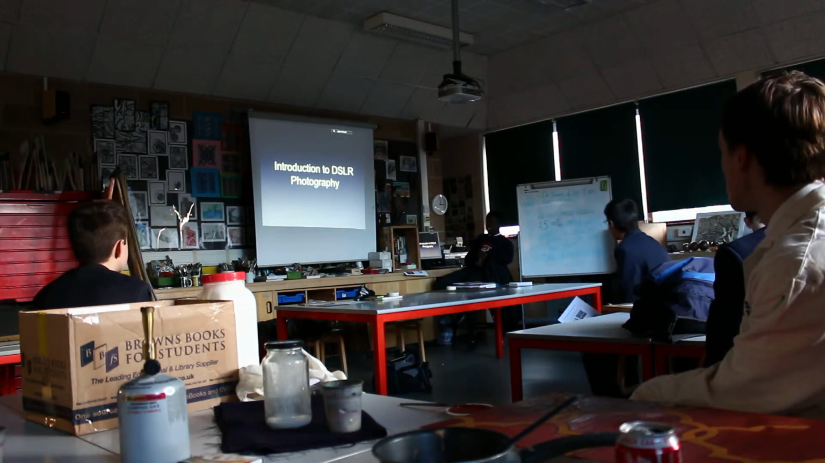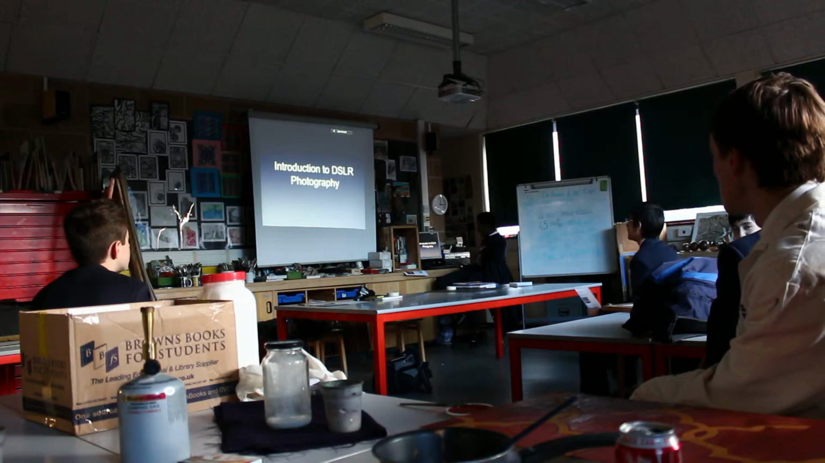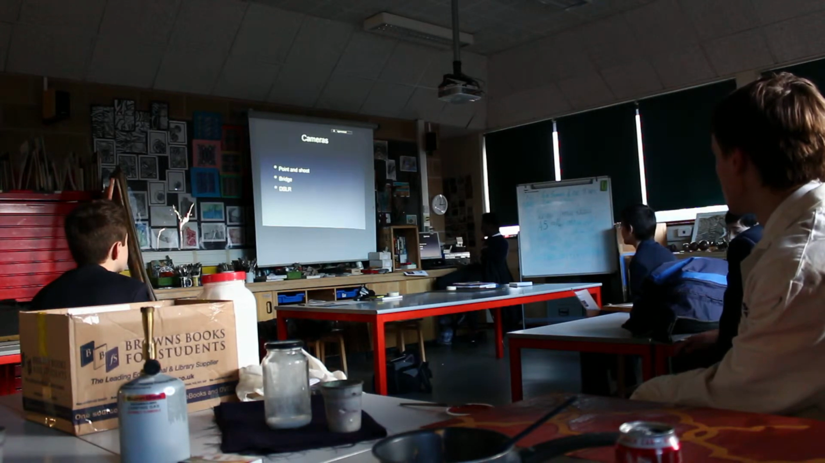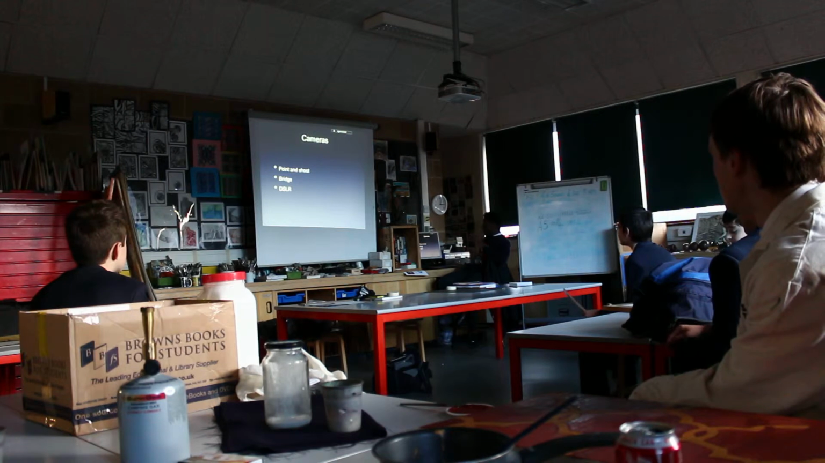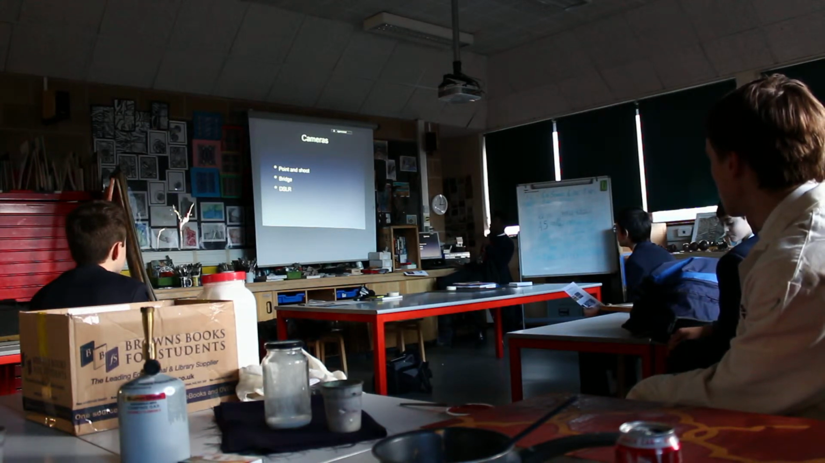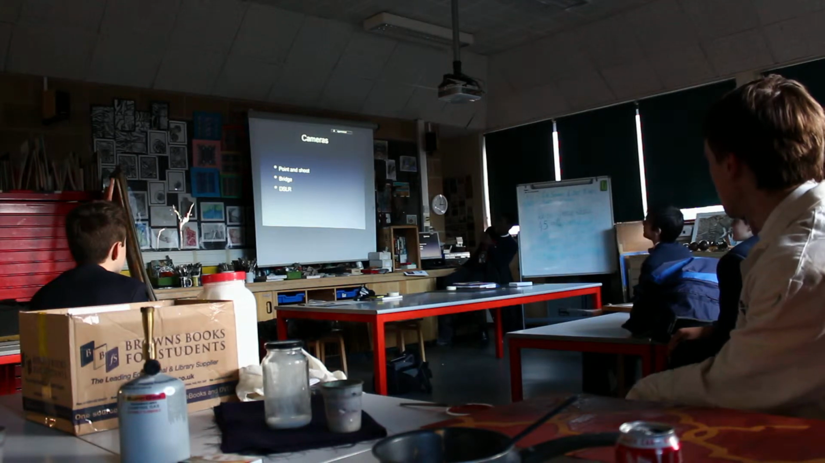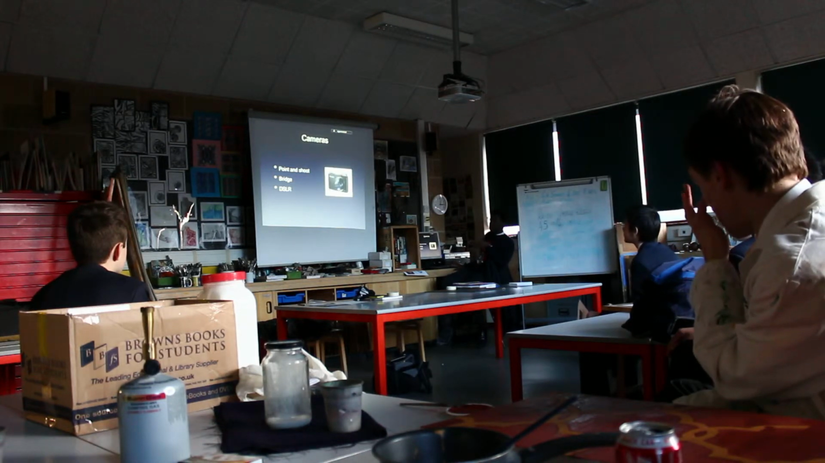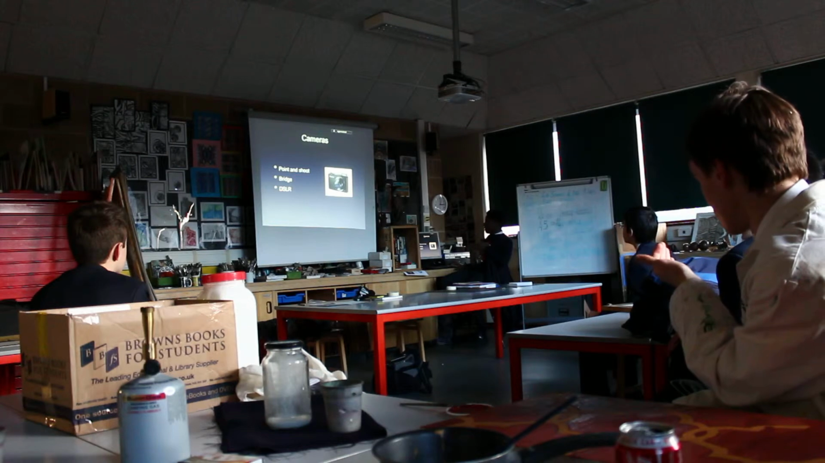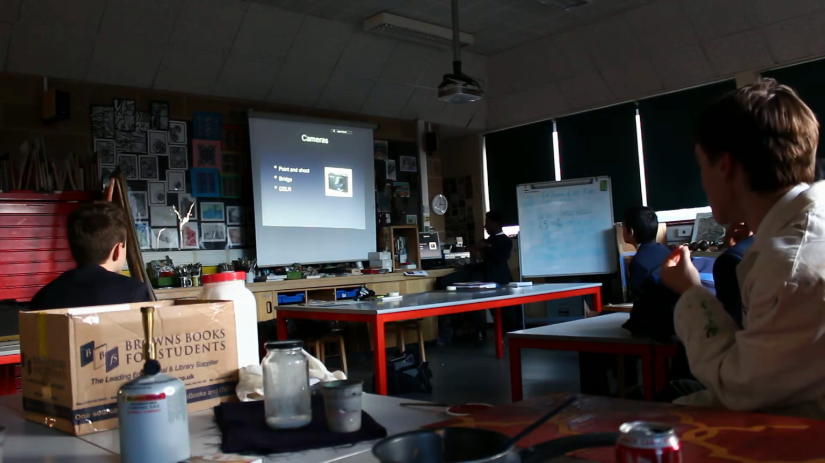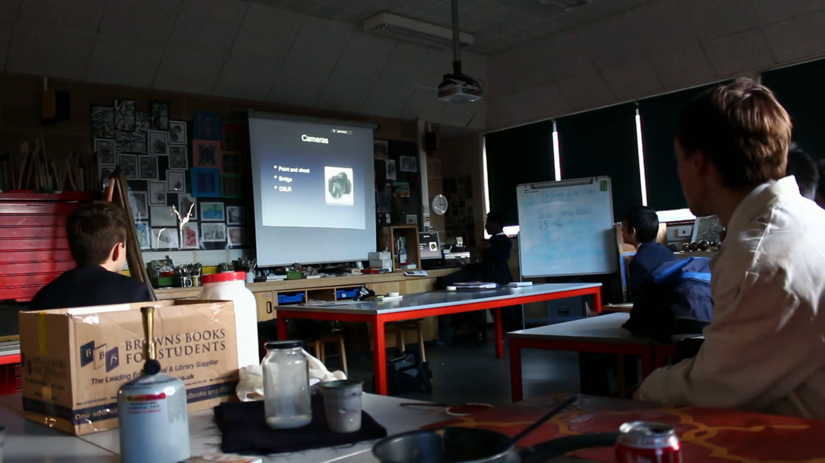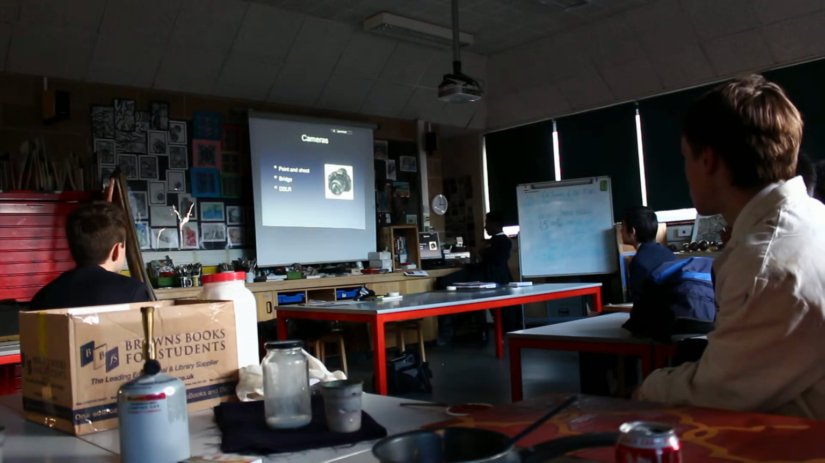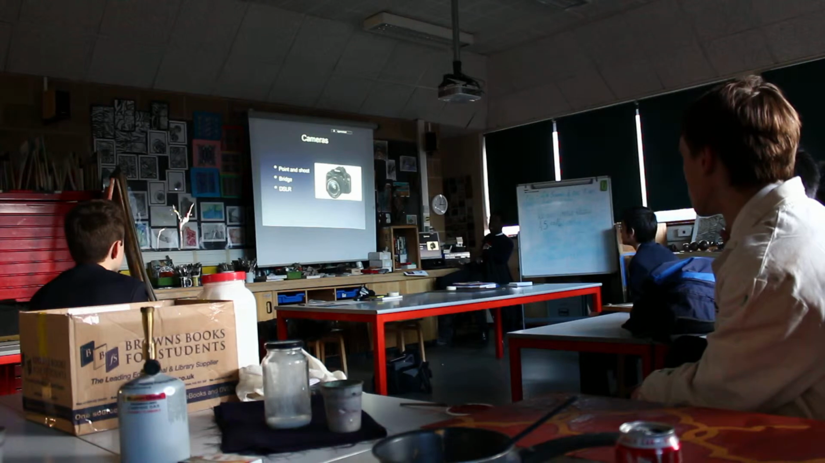Okay, so this is my introduction to DSLR photography. So, just briefly, there are three main types of cameras. There's point and shoot, bridge, and DSLR. These are in order of their features. So this is a point and shoot. It's the most basic camera. There's the bridge camera. It's a bit more high tech, and then the DSLR, which is what I'll be talking about.